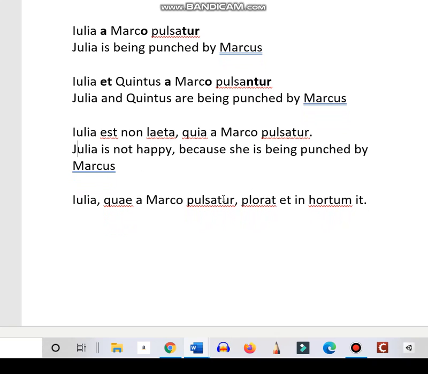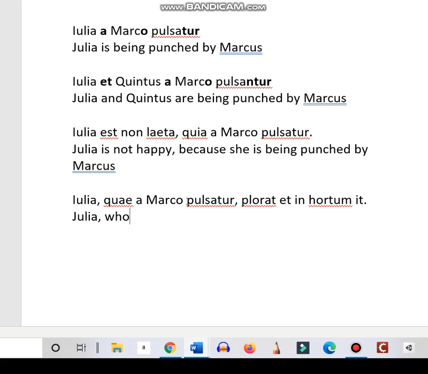Julia, quae a Marco pulsator, plorat et in hortum it. So again, Julia, let's just write that down already at the very beginning. Julia, we know that she is our subject. But then we get, this is a complex sentence because we have a sentence within this sentence that relies on the outer sentence. What does that mean? Well, maybe I'll explain that in a further chapter. For now, just know that this is what's called a relative clause because it's introduced by one of these words, qui, quae, or quod. In this case, quae, because Julia is feminine, so quae has to be feminine. Julia, and then quae means who.